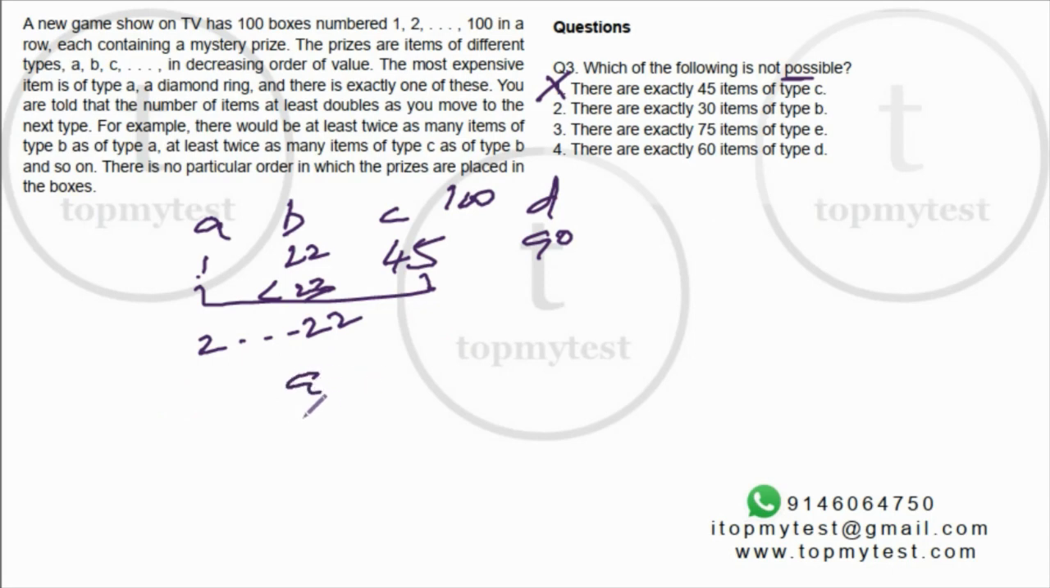Right, if I put A is definitely 1. If I put B is equal to 30, C can be the balance. This is 31. C can be 69. More than double of this. This is possible. What happens if there are 75 of E?